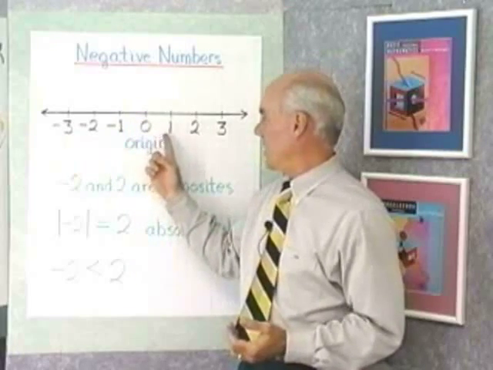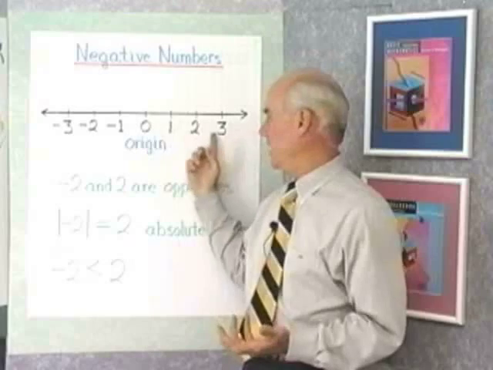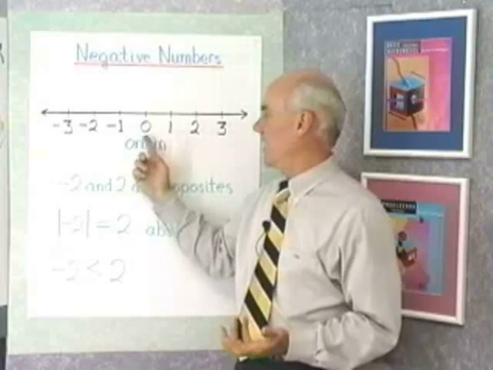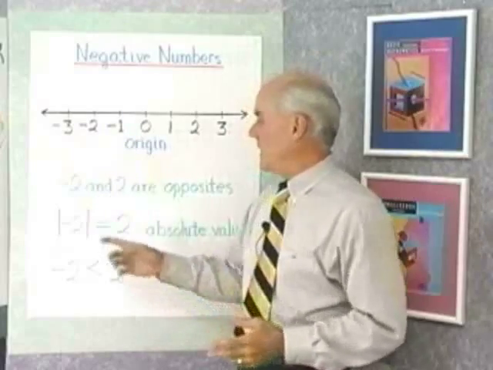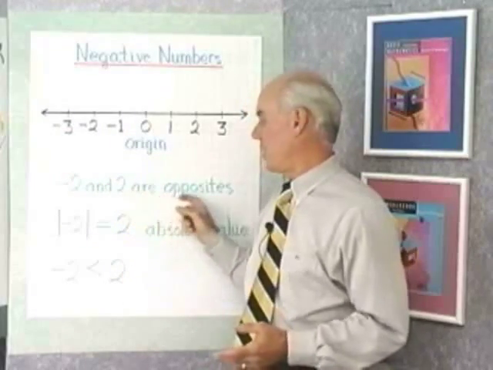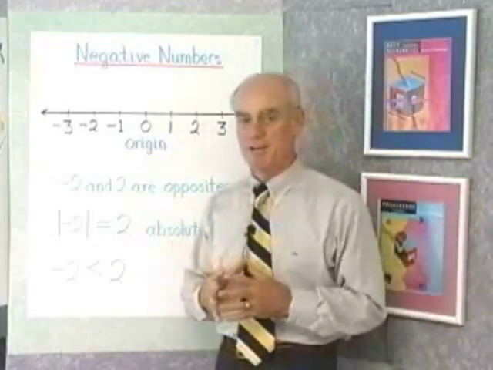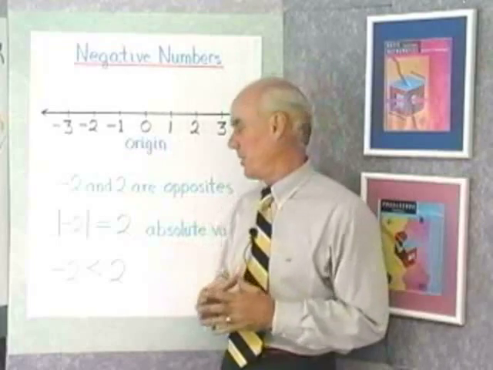So you can see the positive numbers are 1, 2, 3, and then any numbers in between them, and the negative numbers go -1, -2, -3, so on and so forth. Now we say that -2 and 2 are opposites. Sometimes we call them additive inverses, but most of the time we're going to call them opposites.